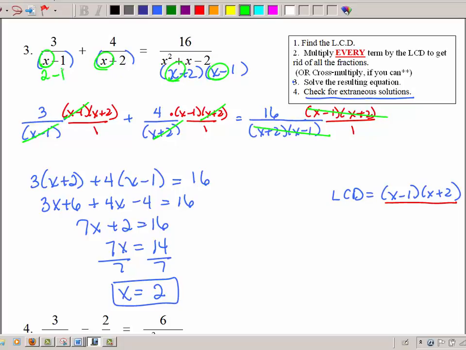Right? So 2 minus 1, is that 0? No. Is 2 plus 2 equal to 0? No. And since these are the same as the other two, I know those aren't 0. So again, no extraneous solutions. But what if x had been equal to negative 2? Now it is positive 2, but what if it was equal to negative 2? Well, negative 2 minus 1 is not 0, but negative 2 plus 2 is 0. So if it would have been negative 2, I would have had to cross it out and say no solution. We've got to still check, got to be careful.